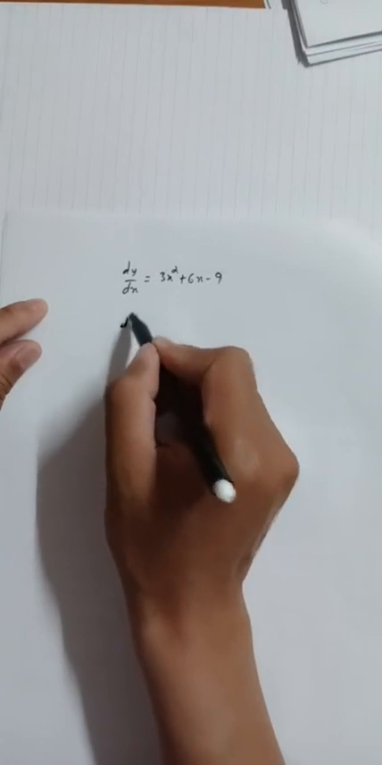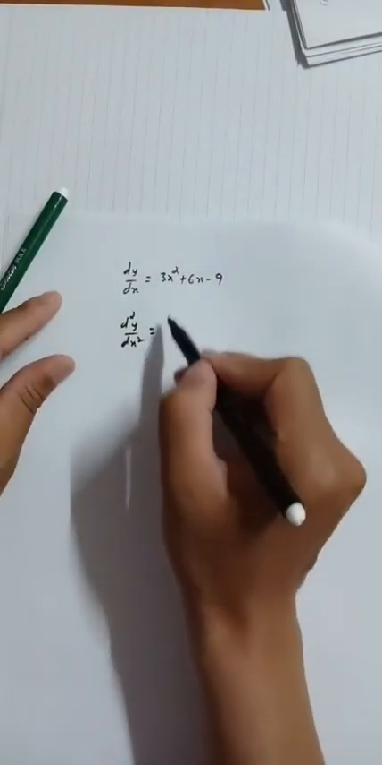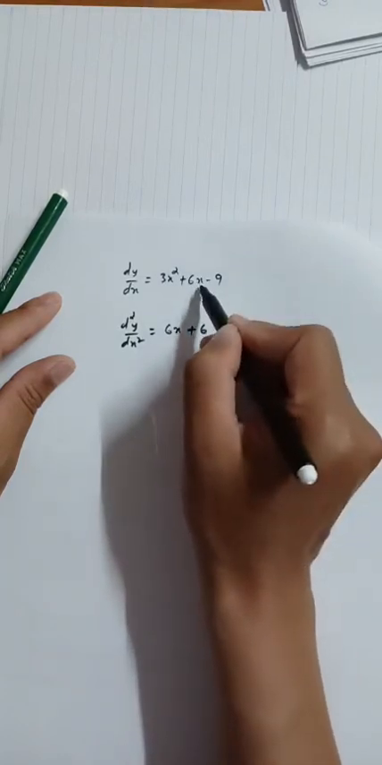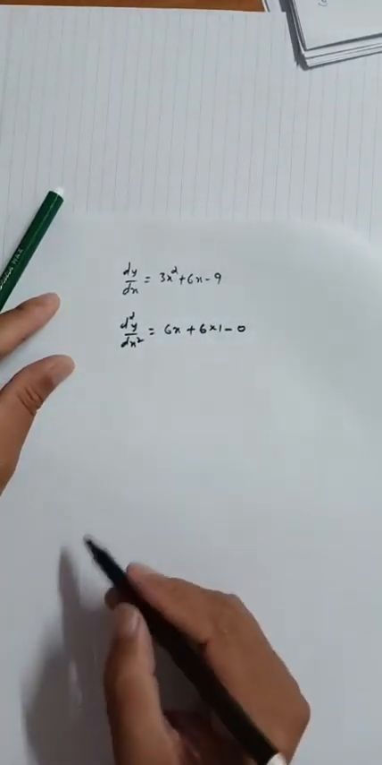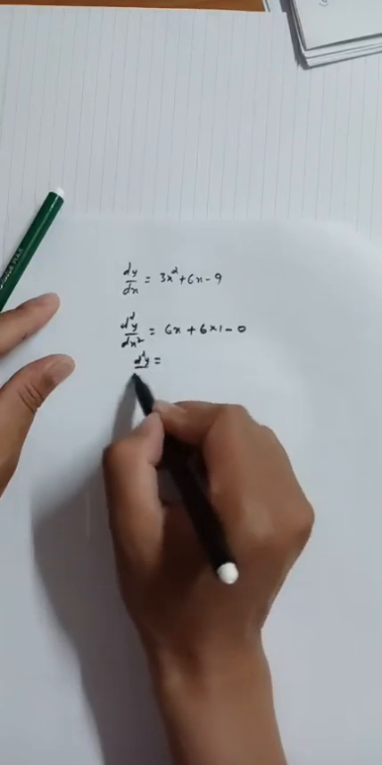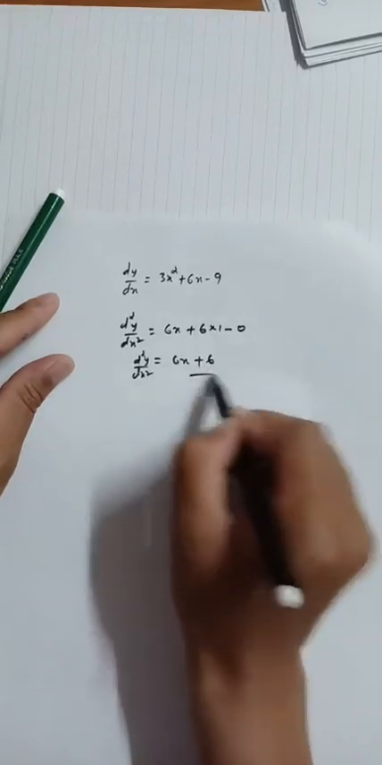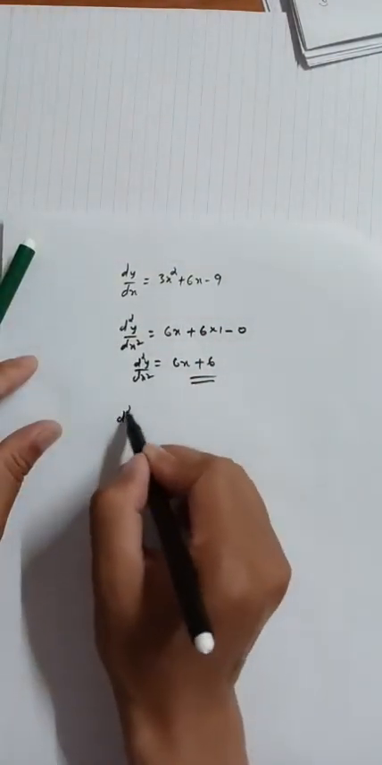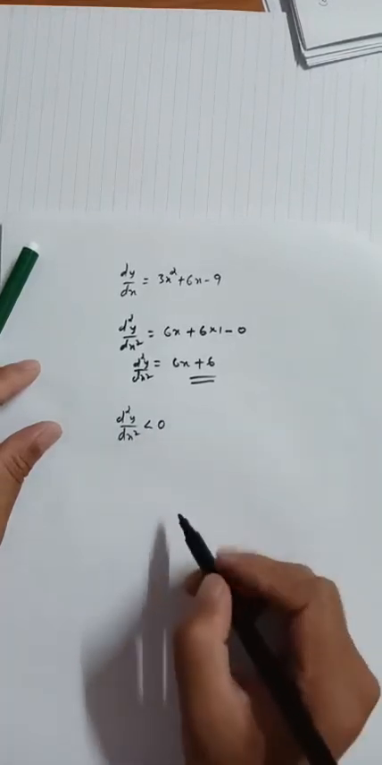Now the second derivative, d2y by dx square. Derivative of 3x² is 6x, plus 6 times the derivative of x, which is 1, and the derivative of the constant 9 is 0. So I'm getting d2y by dx square as 6x plus 6 times 1, which is 6. Now the next condition: d2y by dx square is less than 0.